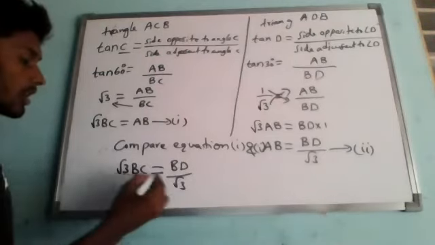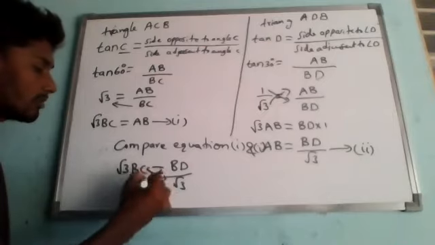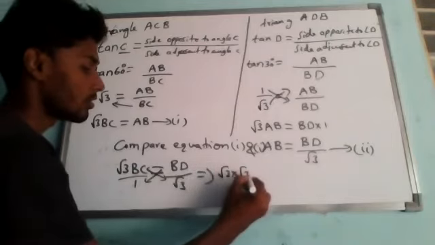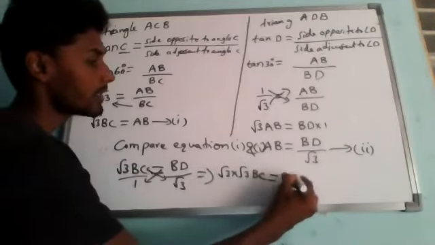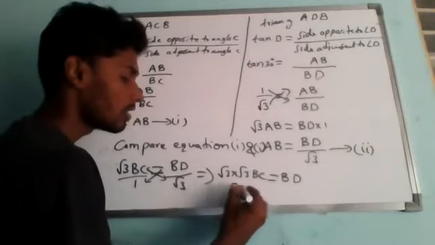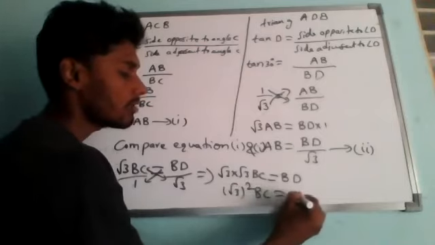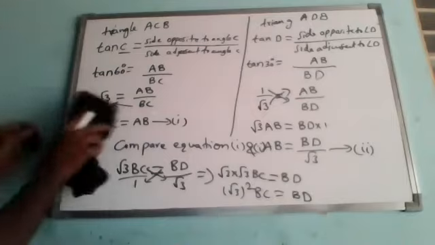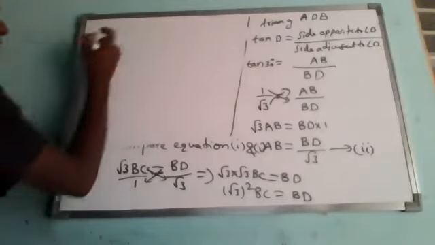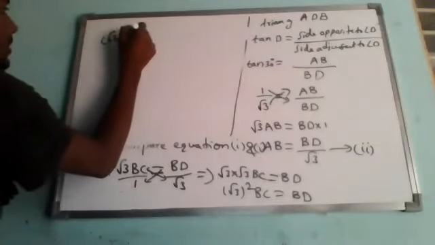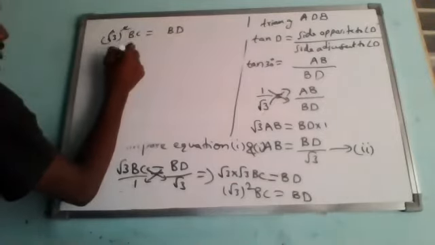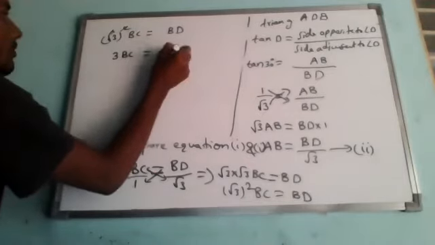Now again if we do the cross multiplication, what is going to come? It will come to root 3 into root 3 BC, which is equal to BD. So root 3 whole square BC is equal to BD. What is our equation now? Root 3 whole square BC is equal to BD. Now the square and root will get cancelled. Now 3BC equals BD.